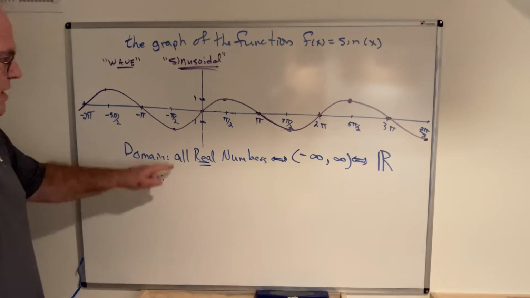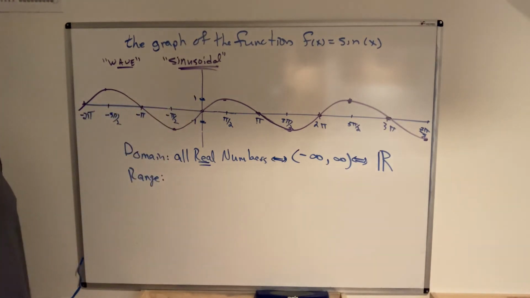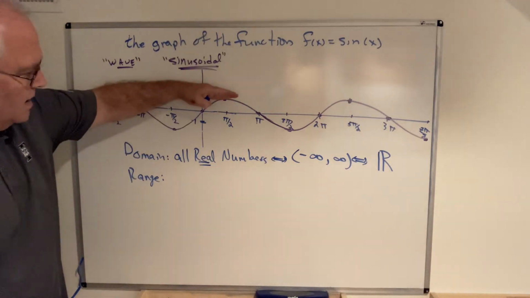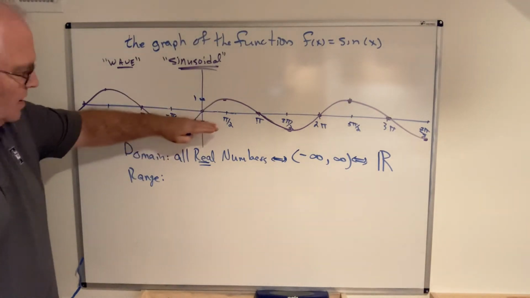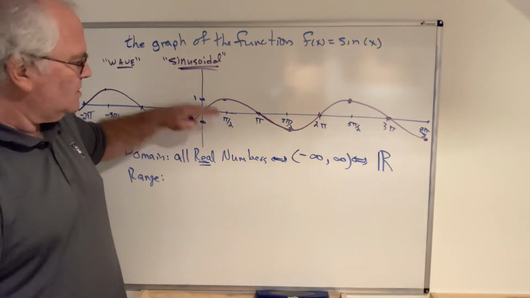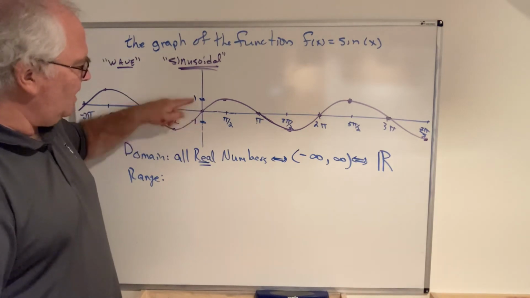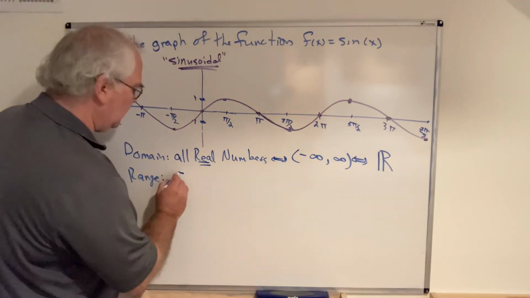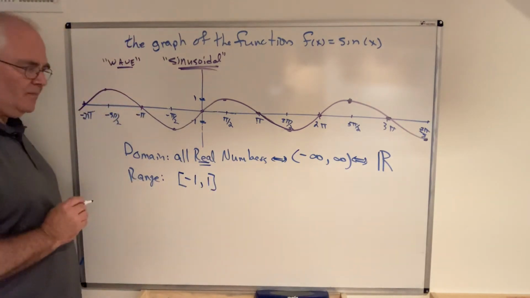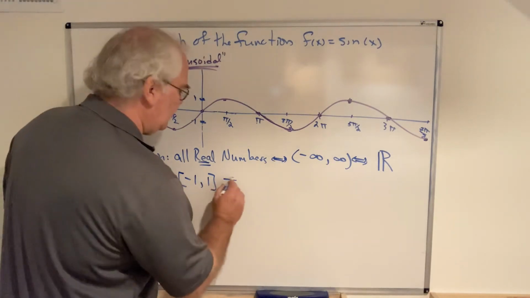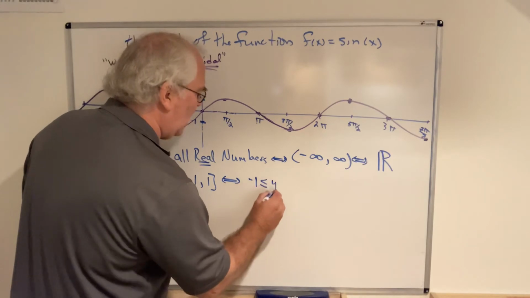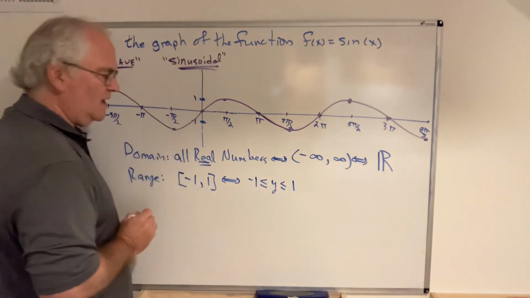The range, however, notice we are not using the entire y-axis. The largest possible value on the y-axis is 1. The smallest, notwithstanding my bad picture, the smallest possible value on the y-axis is -1. So the range only goes from -1 to +1. The range is the closed interval from -1 to +1. Sometimes you'll see -1 is less than or equal to y is less than or equal to +1.